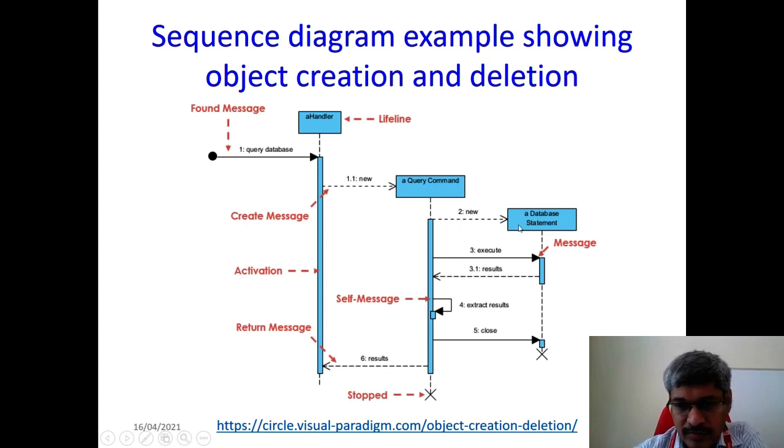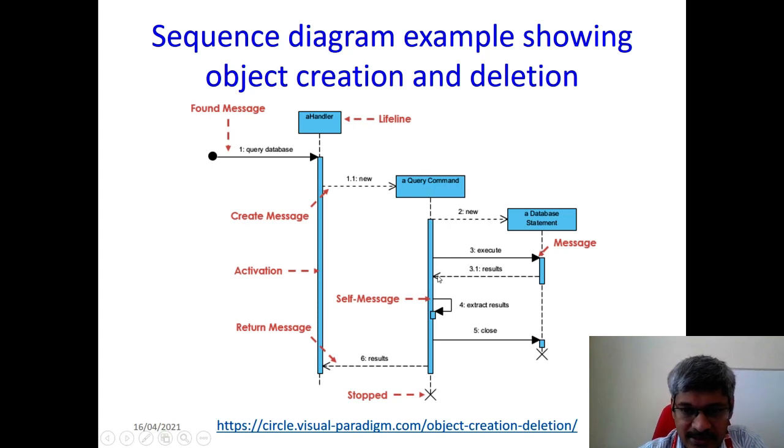Okay, so new will actually create that particular object. If you look at the timeline, say for example, this object is created, and then this object is created with this new. Once this object is created, the query command tries to execute the particular query it has received. This is the message it has sent to the database statement. The database statement will execute it and send you the results.